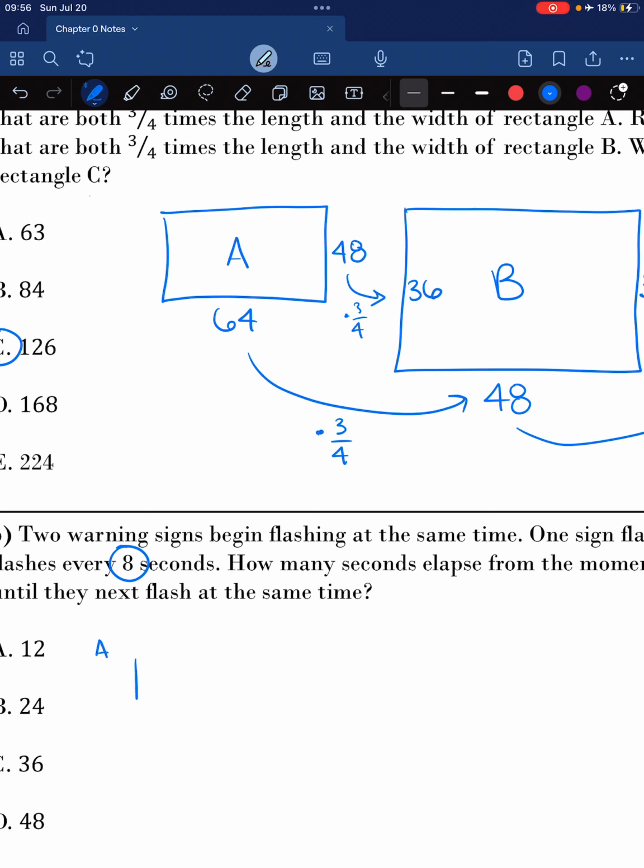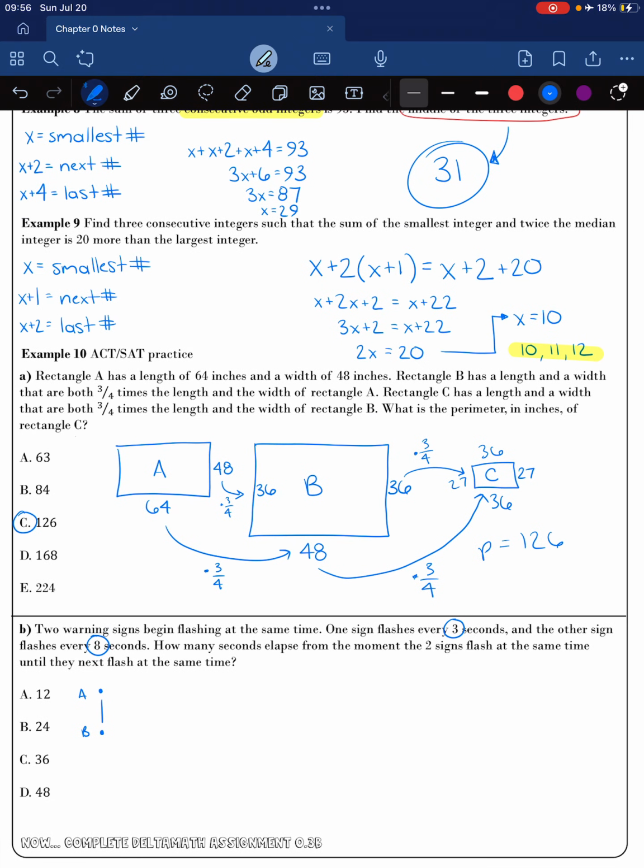So two warning signs begin flashing at the same time. Okay, so this is warning sign A, warning sign B, that doesn't really matter. But they both flash at the same time. One sign flashes every 3 seconds. So I'm going to make a timeline. I'm going to count 3 seconds. 1, 2, 3, and that first sign flashes. 1, 2, 3, flash. 1, 2, 3, flash. Okay, so I did a couple of those.